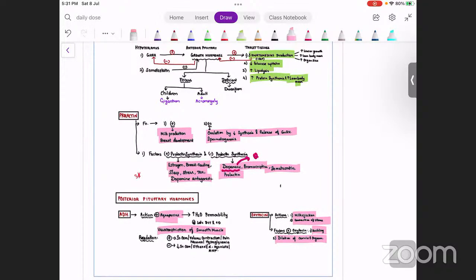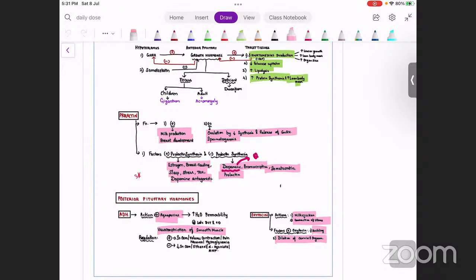So growth hormone can stimulate IGF synthesis, or somatomedin synthesis, that can decrease glucose uptake, increase lipolysis, and increase protein synthesis and lean body mass. Deficiency causes dwarfism, excess in children causes gigantism, and in adults causes acromegaly. While prolactin stimulates milk production and breast development. It inhibits ovulation and spermatogenesis.